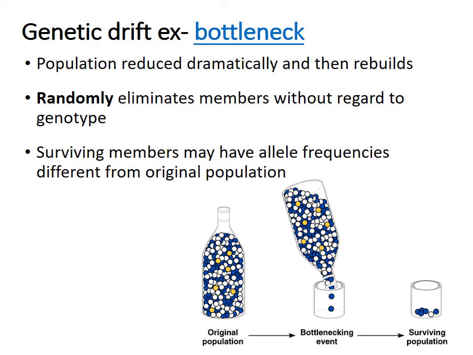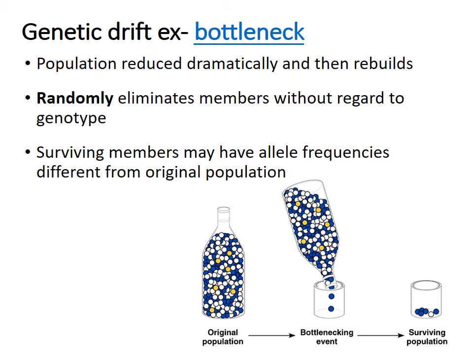In the picture below, there's a bottle with white beads, yellow beads, and blue beads. That's representing our original population. And then some catastrophic event occurs, and it reduces the population size, and then the surviving population could have a different allele frequency than the original population solely due to random chance.